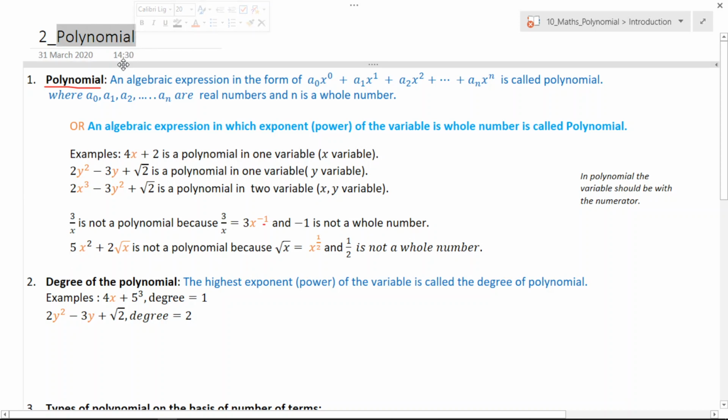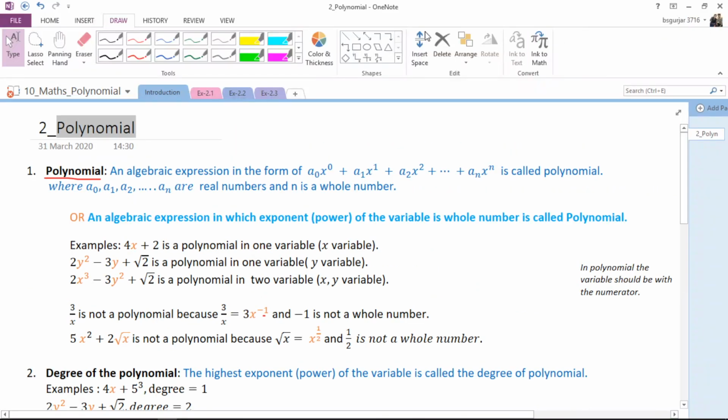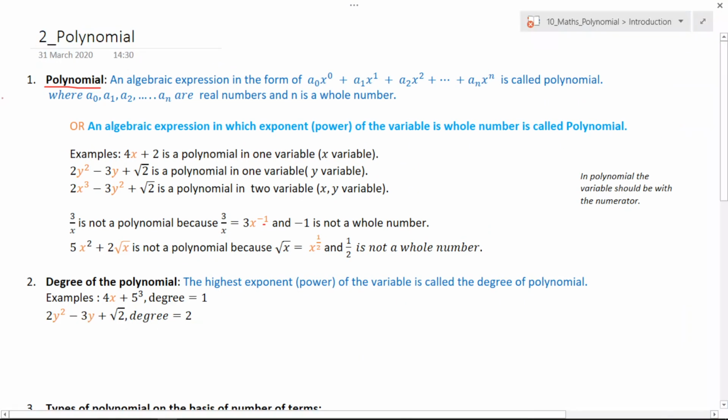Since polynomial is a type of algebraic expression, that's why we had discussed about algebraic expression in previous lecture, and today we will discuss about polynomial. Okay, so without any delay, let's get started. So first question is, what is a polynomial?